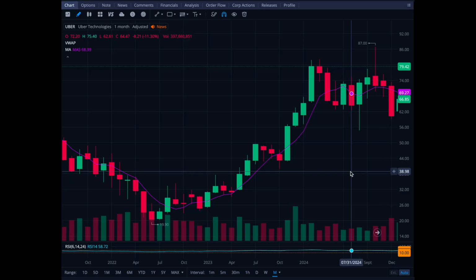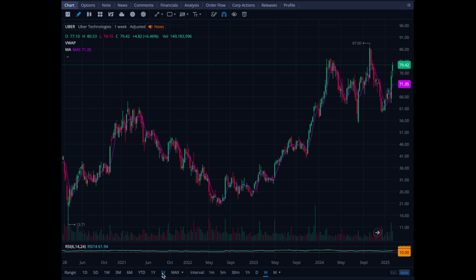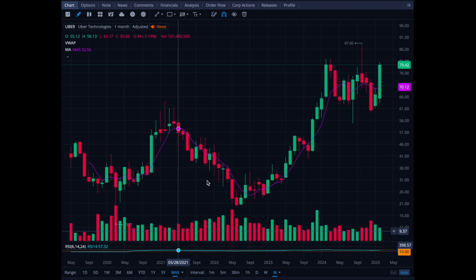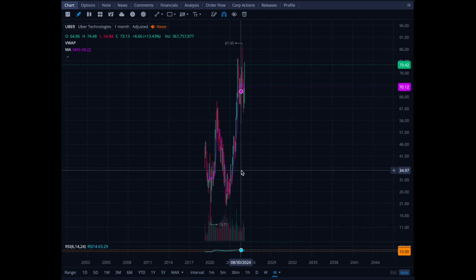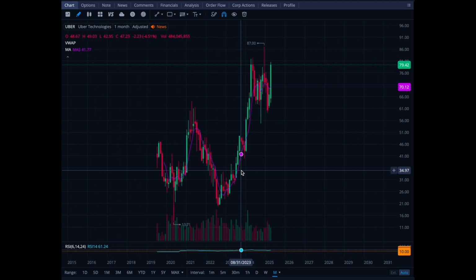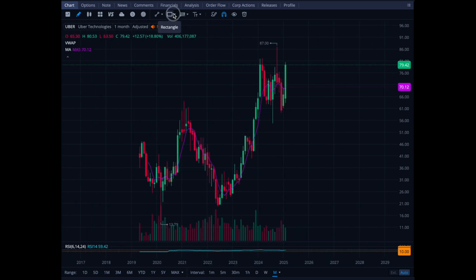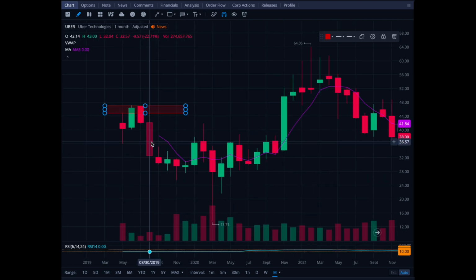Alright, so let's take a look at Uber and break this down for you. Whenever I do charting, go on Webull, go on the 5-year, or go on the max at first. Just zoom out, take a look at what it looks like. We're going to find patterns, we're going to find areas of resistance, and you're going to start marking them out of patterns that have been clearly rejection points.